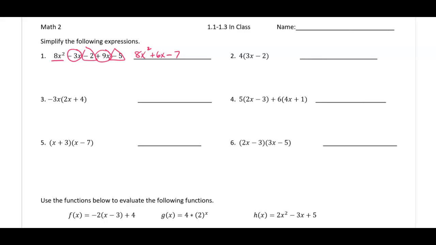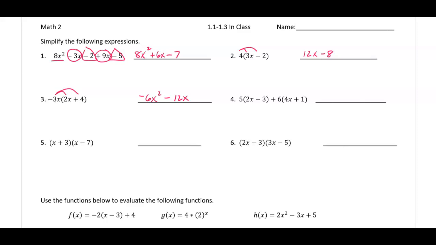Now the next one is the distributive property where everything inside the quantity gets multiplied by the 4. So 4 times 3x is 12x. Then 4 times negative 2 is negative 8. Therefore, I subtract 8. Now the next one's distributive property again. I'm going to go ahead and distribute negative 3x times 2x, and negative times a positive is negative 6. x times x is x squared. Then negative 3x times 4 is negative, so we're minus 12x, and we're done.